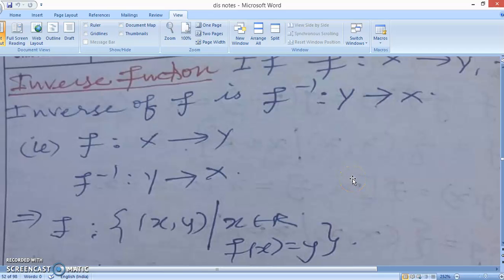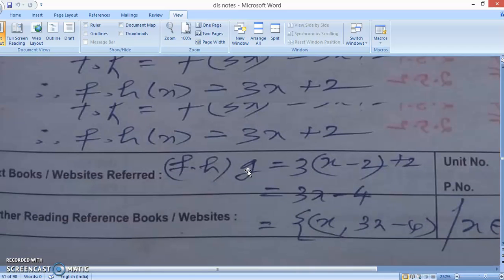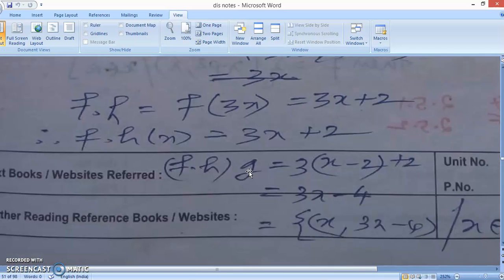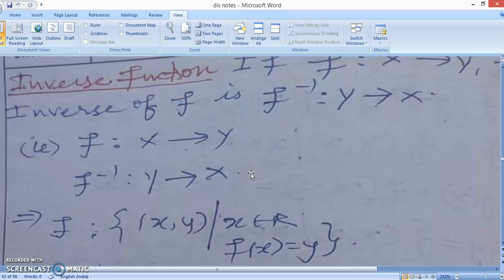Okay, dear students, I am very much happy about taking this topic for you. So far, we discussed what is a function, am I correct? And also composition of functions, and we studied there. But now, what is an inverse function?